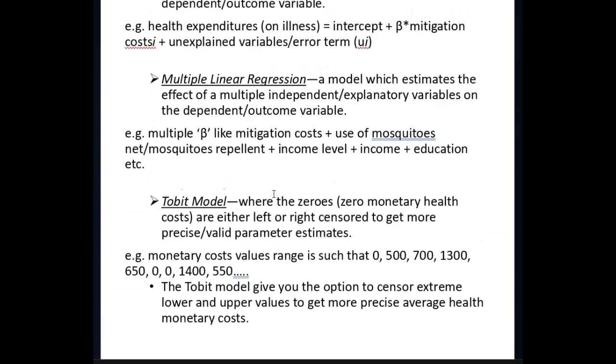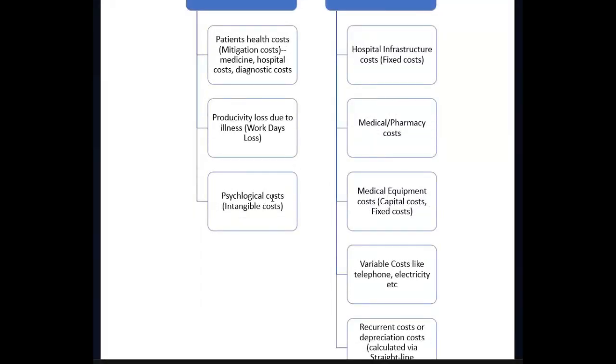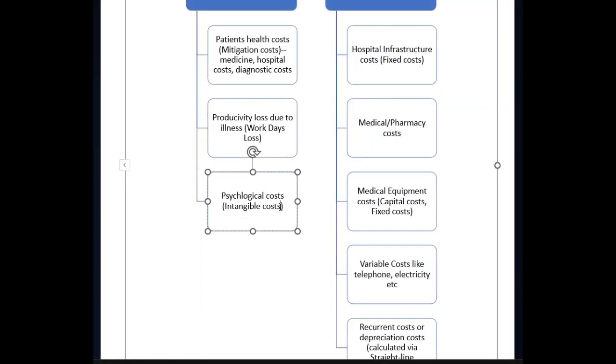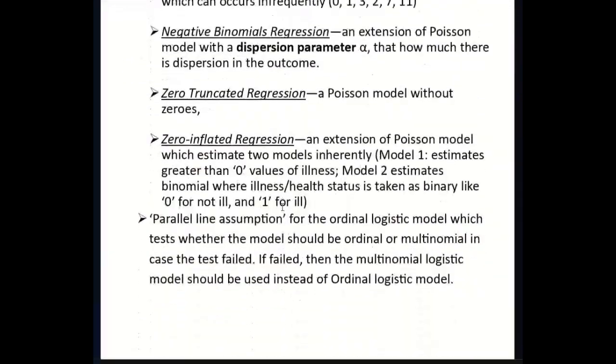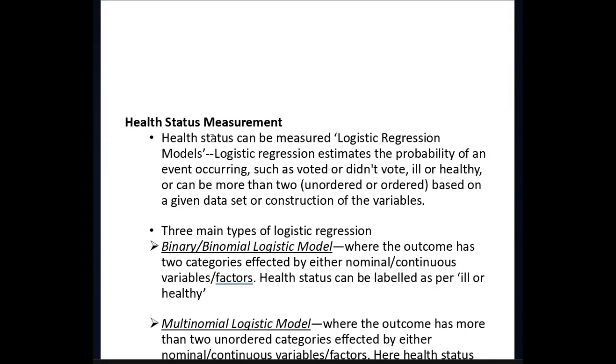Okay, so now the third one is the psychological cost, the intangible cost. These are mostly measured through health status models, like logistic models or pure qualitative research models, right? So the third one is health status. Health status can be measured through logistic regression models. Logistic regression estimates the probability of an event occurring, such as voted or didn't vote, ill or healthy, or there can be more than 2 outcomes, and with more than 2 they can be unordered or ordered based on the given data set or construction of the variables, right?